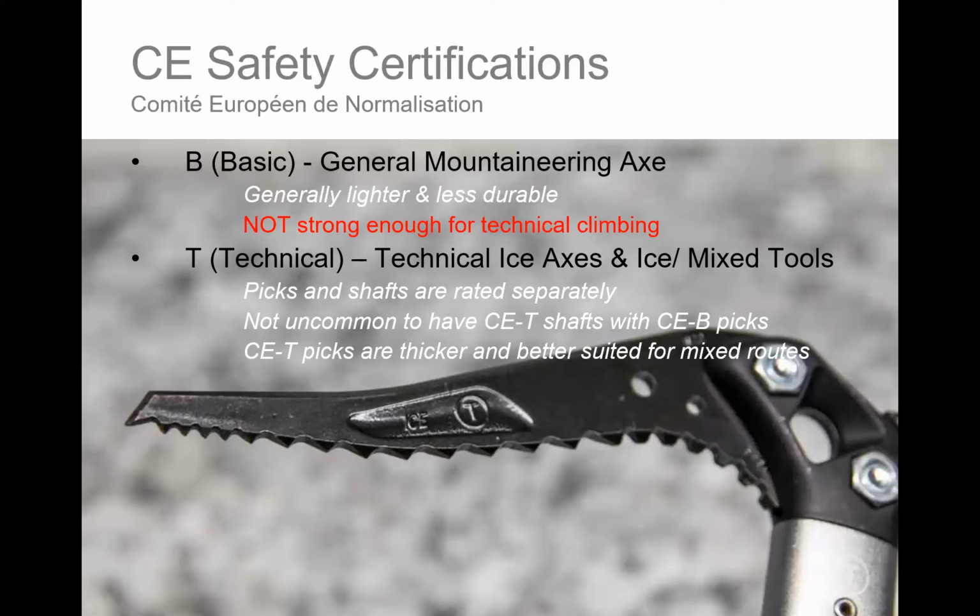Sometimes, as in the picture right here, the pick is interchangeable with the shaft. So you could have the shaft rated as a B, but you could put a T pick into it, and that would be okay. You just want that pick and all of those serrated edges to be rated for hooking into ice or hooking into rock, and really strong enough for some of the moves that would be made.